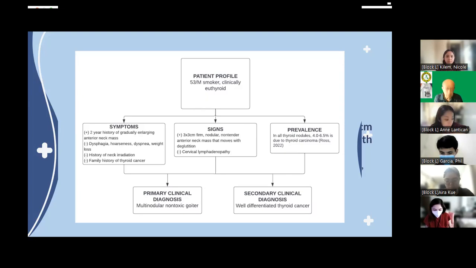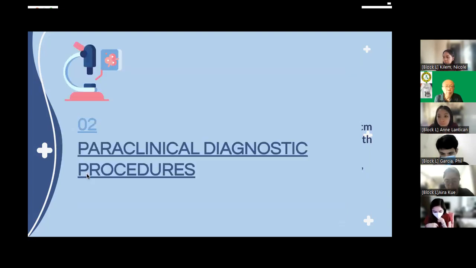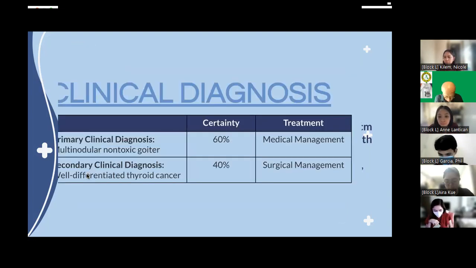So, going to the paraclinical diagnostic procedure, you put there 60% versus 40% degree of uncertainty. So how do you determine the degree of certainty? You ask that because other doctors don't do this. I'm the only one who emphasizes it.